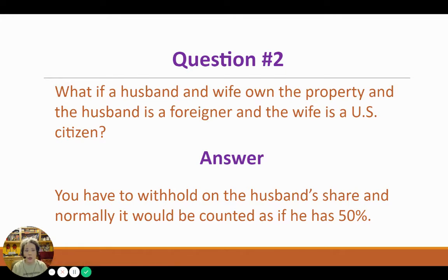It's not that you would just withhold on the husband and not the wife, or not at all because the wife is a U.S. citizen. No, they each have an ownership, so they each get to have 50%, and the one who is not a U.S. citizen is going to have to do the withholding.